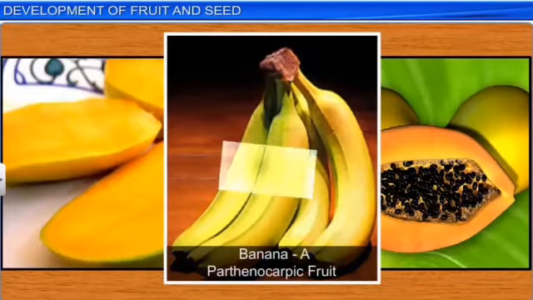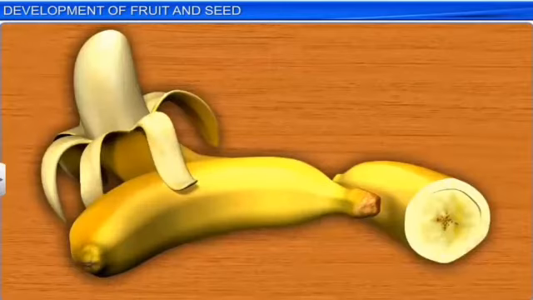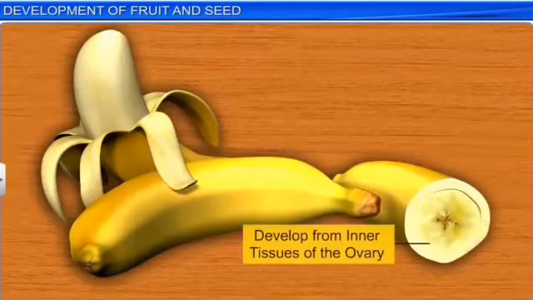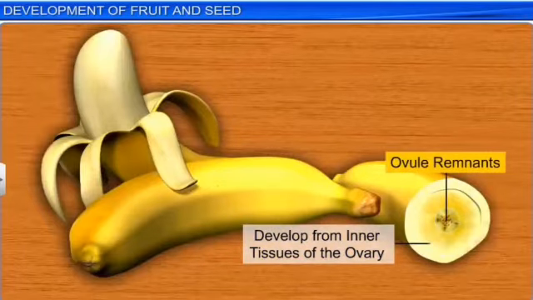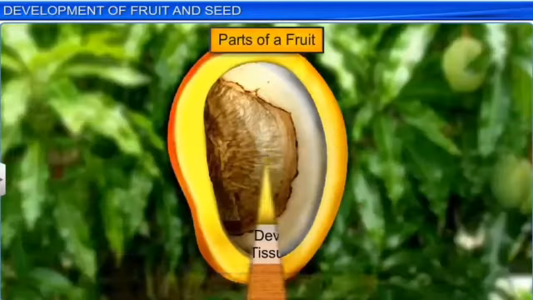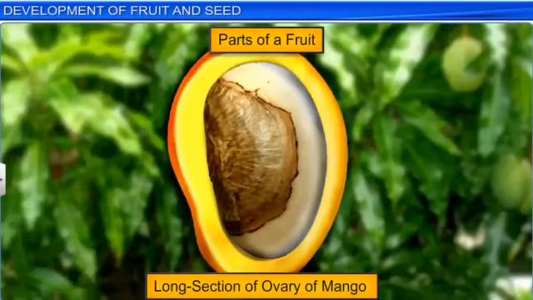Such fruits are said to be parthenocarpic fruits. Banana is one such example. The parthenocarpy can be induced through the application of growth hormones, and such fruits are seedless. So it develops from the inner tissue of the ovary and the ovule remnants also.